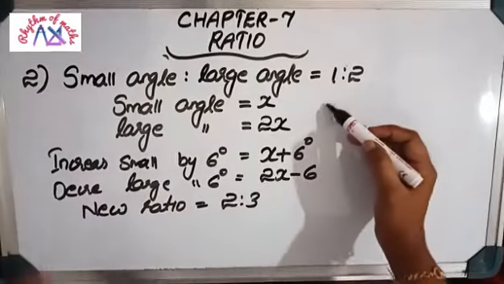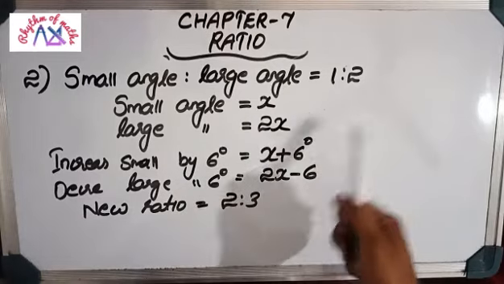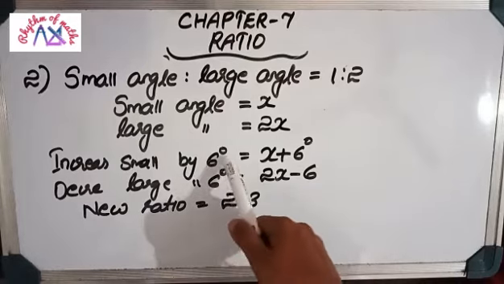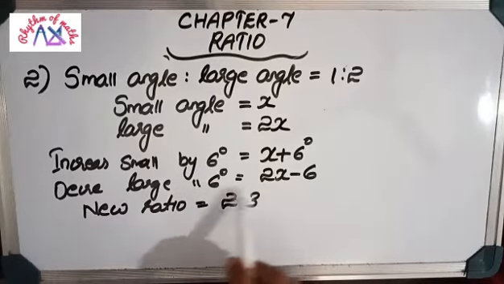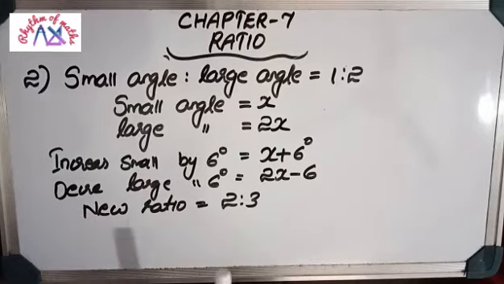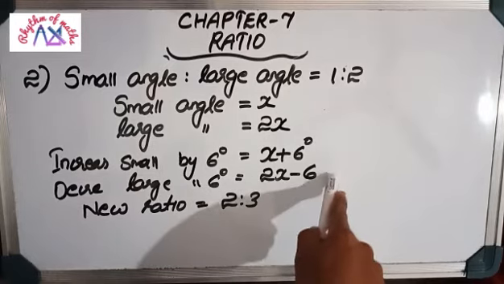Already we have one ratio, that is 1 is to 2 for x and 2x. Now after changing that small angle and large angle by increasing 6 degrees and by decreasing 6 degrees, we got a new ratio 2:3. Then what will be the original angles? That is the question. So the new ratio 2:3 is for which angles? These two, x plus 6 and 2x minus 6. These are the changes that happen here.